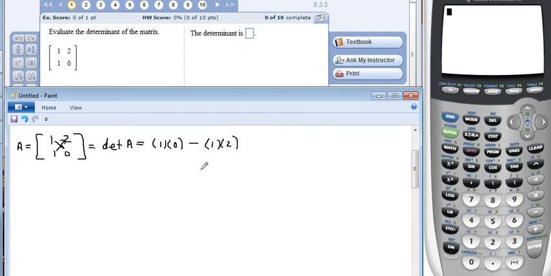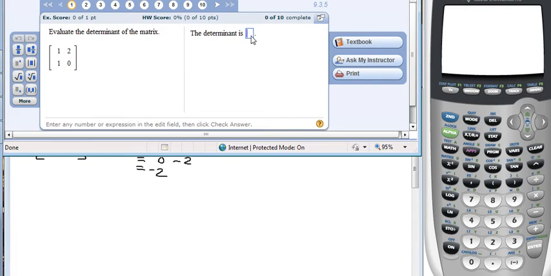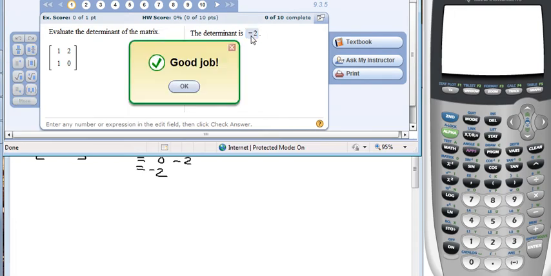Okay? Calculate it out. 1 times 0 is 0. 1 times 2 is 2. 0 minus 2 is negative 2. So this is the special number that determines this particular matrix.